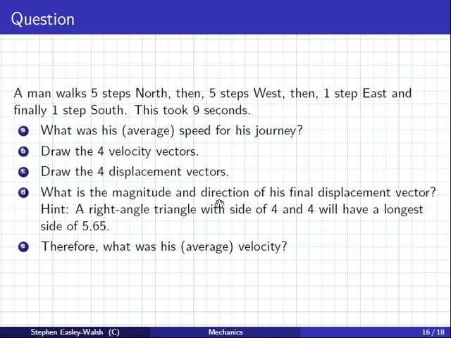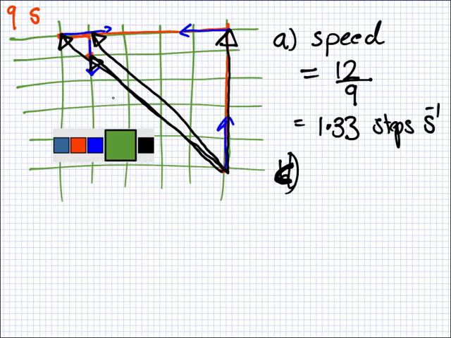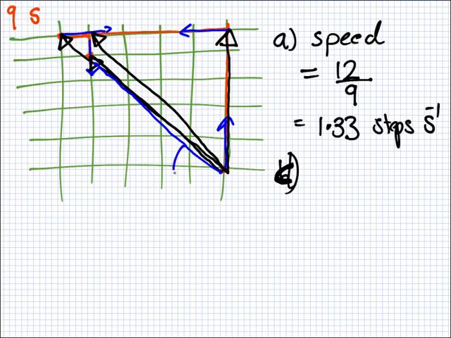What is the magnitude and direction of his final displacement? Okay, so the final displacement was here. What angle or what direction is this? Now look, 1, 2, 3, 4. 1, 2, 3, 4. So what angle is this? 45. So what direction is that? North, west. No, northwest, yeah.